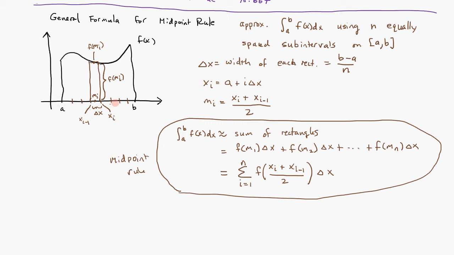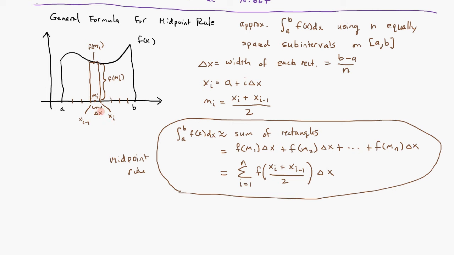So you start with your whole interval from a to b, you subdivide it into subintervals, and suppose we mark off the ith endpoint x sub i and the previous endpoint x sub i minus 1. So here, this is the width of the subinterval, so that's delta x. This is the midpoint of the subinterval, m sub i, and the height is given by the function value at that point, so f of m sub i.